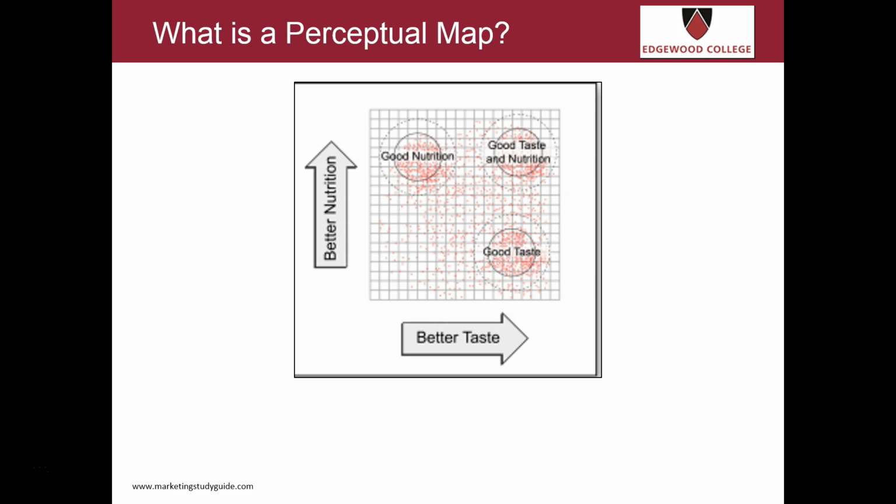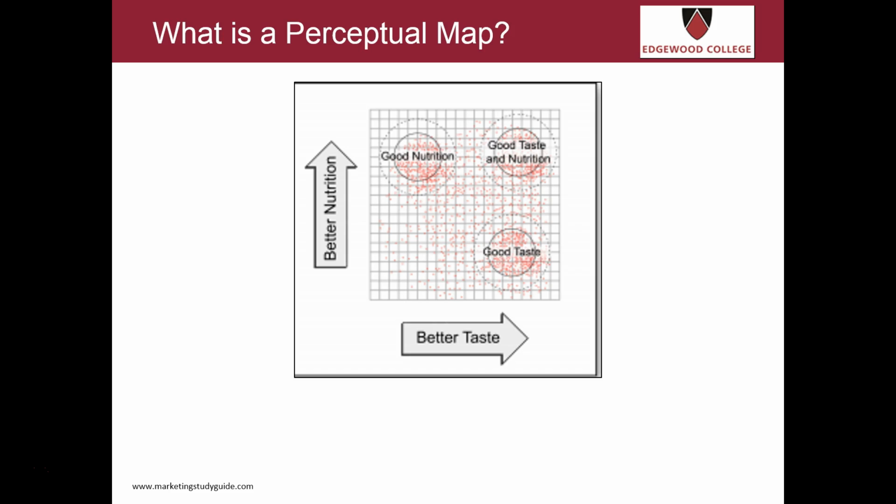Perceptual maps can be used to plot any two product characteristics. For example, cereal manufacturers could plot nutrition and taste. The dots represent sales of breakfast cereals based on ratings of taste and nutrition. There are a few sales in the lower left-hand corner. Not many consumers want products that have poor taste and poor nutrition, of course. But as they review product sales, marketers would notice three distinct clusters here in their perceptual map.